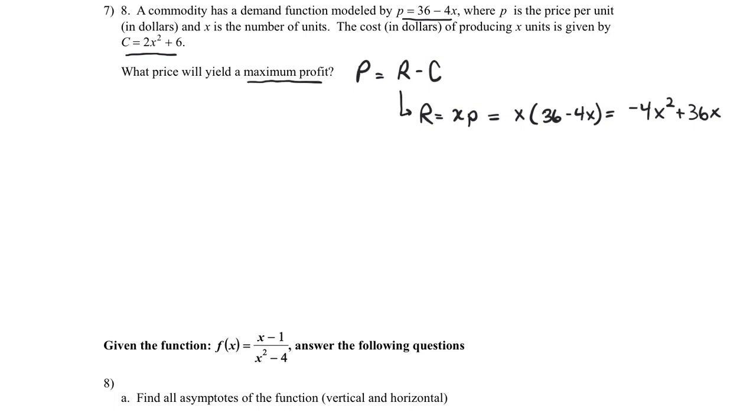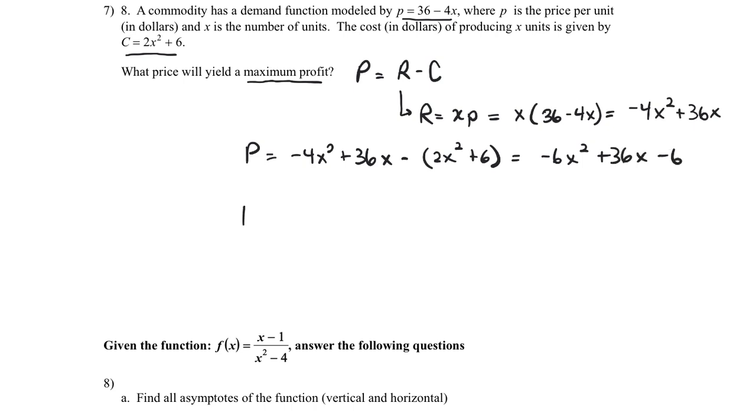Excuse me, so this is revenue. So revenue minus cost is going to be this function, subtract this function for profit. So profit equals revenue, negative 4x squared plus 36x, minus cost, which is 2x squared plus 6. So it's negative 6x squared plus 36x minus 6. Now, to find maximum profit, we need the derivative of profit. So that's negative 12x plus 36. I'm going to set that equal to 0.